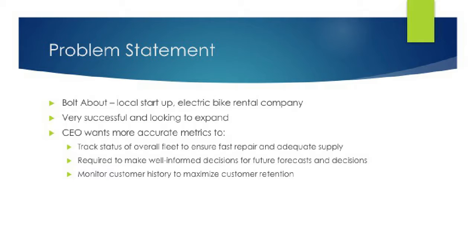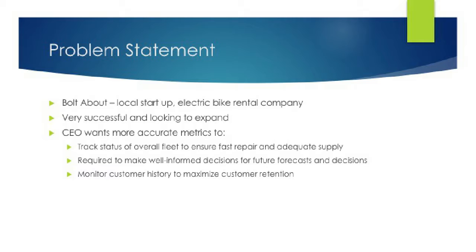Boltabout is a startup based out of San Luis Obispo that functions primarily as an electric bike rental company. They have seen great success over the past 2 years and are looking to expand. As the company expands, their CEO desires more accurate metrics on their bikes. This is needed to track the status of the overall fleet in order to ensure swift repair and adequate supply. Accurate data is also required in order to make well-informed decisions for future forecasts and decisions.